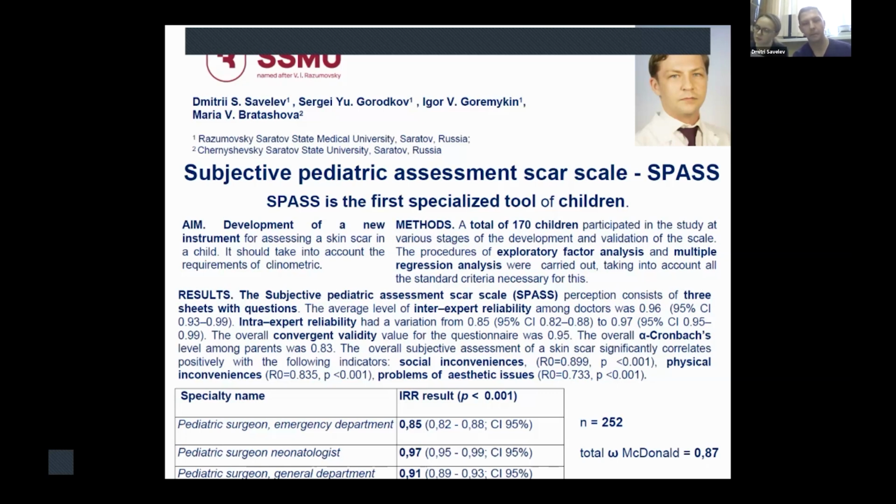The procedures of exploratory factor analysis and multiple regression analysis were carried out, taking into account all the standard criteria necessary for this. Spearman's criterion was chosen as a statistical criterion for comparing sets with each other.